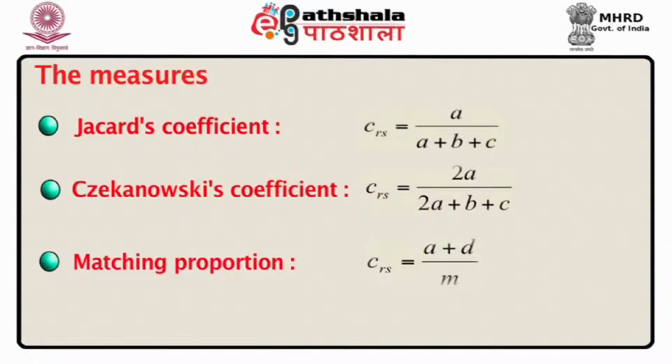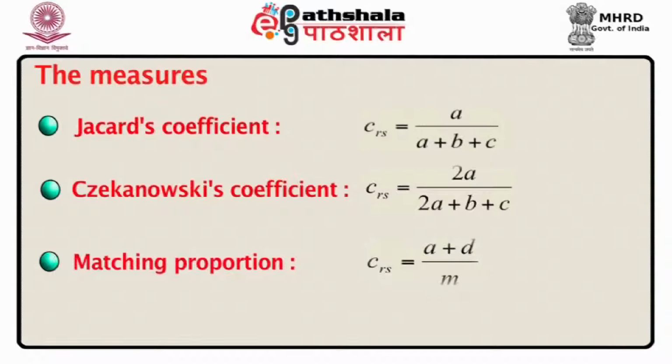A means that both the individuals have this characteristic, divided by A, which is again the same thing, plus B, which means that R has the characteristic but not S, plus C, which means that R does not have the characteristic but S has. So at least one of the two has the characteristic. So the case where neither has the characteristic has been left out.